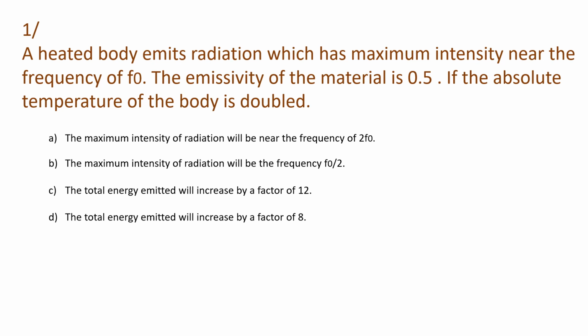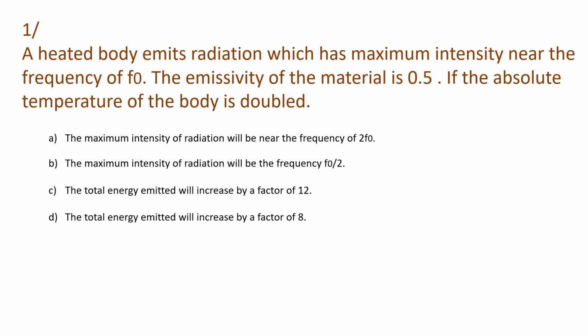Here is our first question: a heated body emits radiation which has maximum intensity near the frequency of F naught. The emissivity of the material is 0.5. If the absolute temperature of the body is doubled, then what will happen?